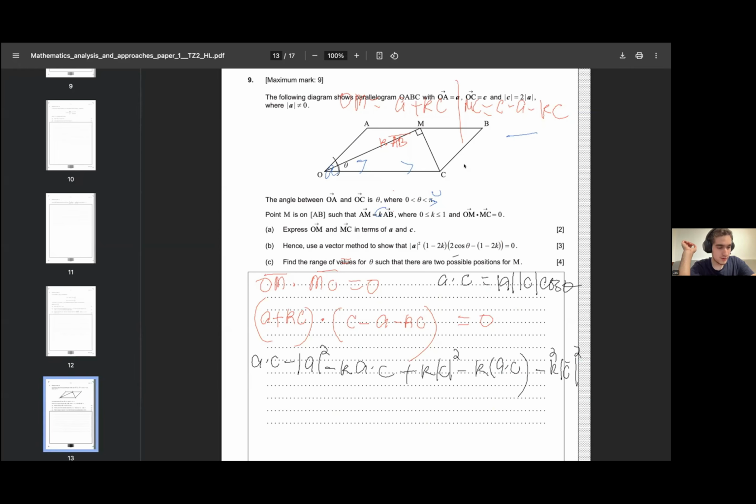I'm just trying to match the terms. A square is already there, and that one is in factored form: 1 minus 2k has already been taken as a factor. Minus kc and minus kc is 2kc, so I'm taking AC common. You have minus 2kAC, then magnitude of A square plus k times magnitude of C square minus k square magnitude of C square. This I could combine, taking kc common.